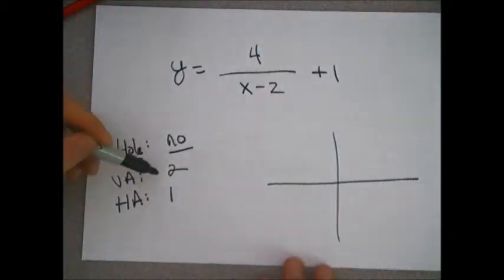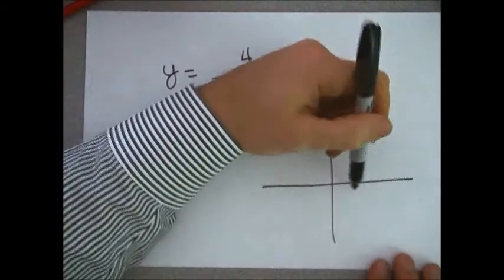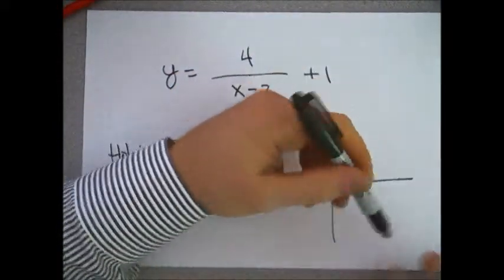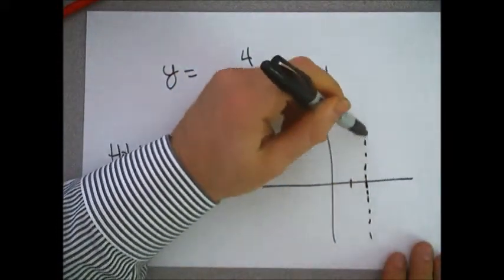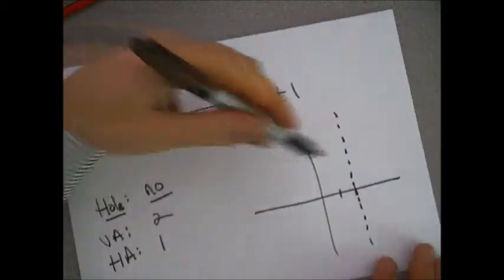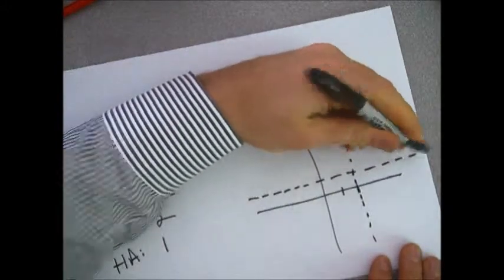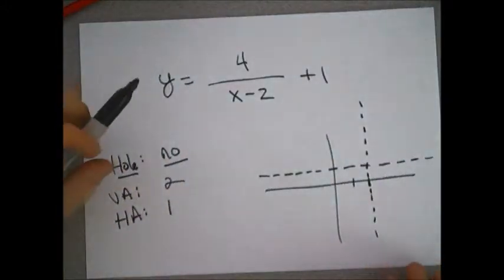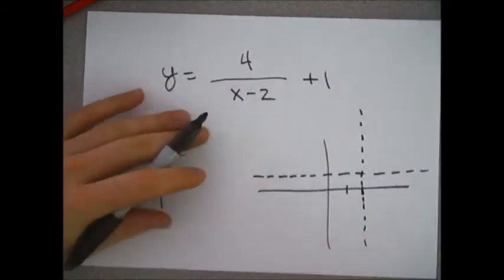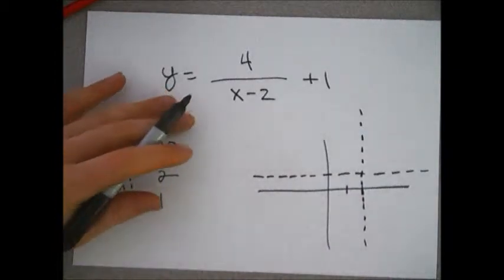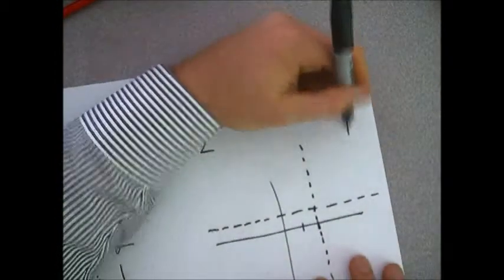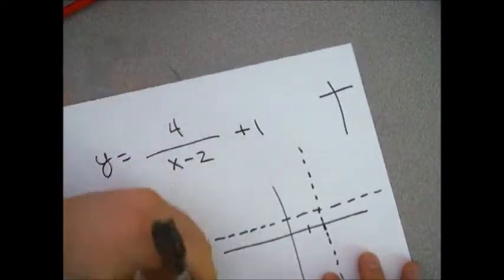So now let's illustrate what we have here. The vertical was at 2. Go to 2. Vertical means up and down. There's my vertical. The horizontal is at 1. And there we go. I want to make a table now. I want to make 2 of them. You want to make tables on either side of your vertical asymptote. So I'm going to make one over here, and I'll make one somewhere over here.